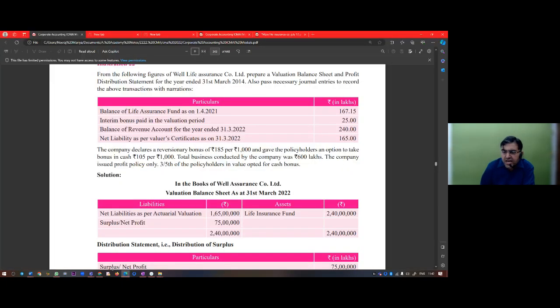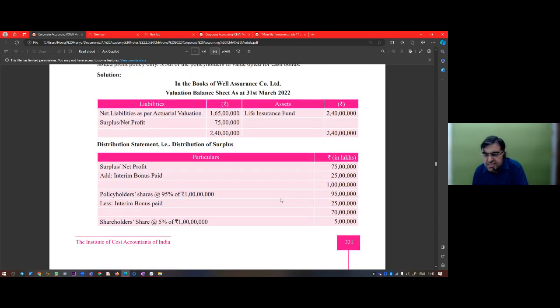Let's match the answer, 100 in lakhs. Yes, remove 5 zeros, it is 100. 95% belongs to policyholders, remaining belongs to shareholders. 95% of 100 means 95. 25 already paid, balance payable 70.